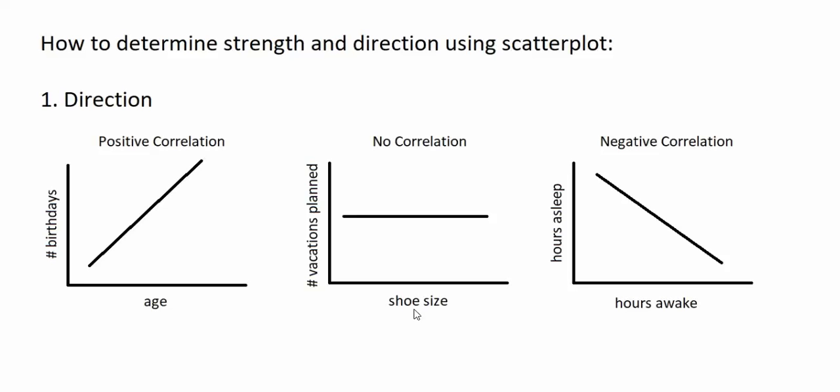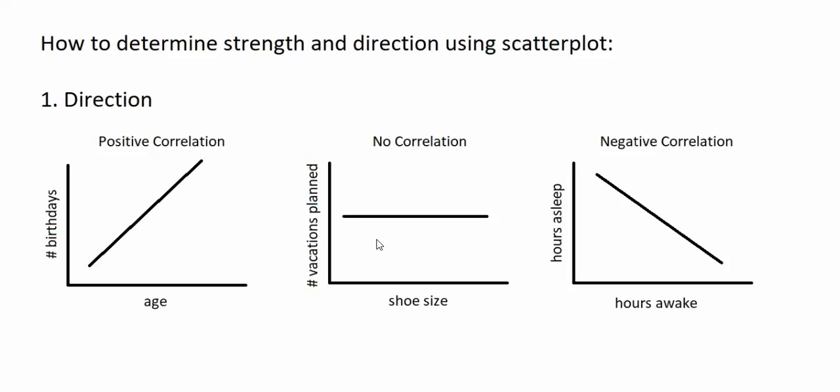Based on my intuition, I was thinking that there is probably no relationship between shoe size and number of vacations planned, because those two things don't seem to have anything to do with each other. But like I said, common sense and intuition can be wrong, so there might actually be a correlation. I just had to think of some example of something that might have no correlation, and this is what I came up with.